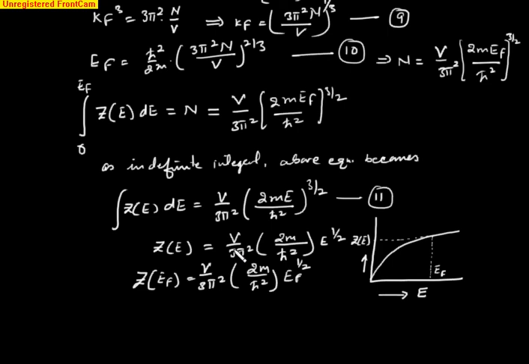And similarly, the density of electronic states at any temperature can also be determined by using the Fermi Dirac distribution. And that we'll do in the next video.